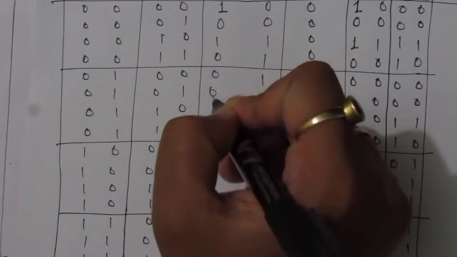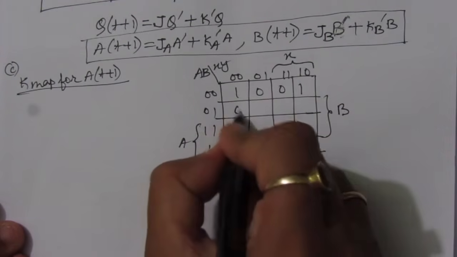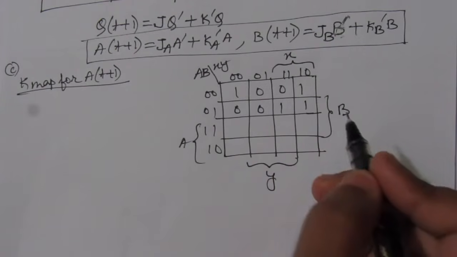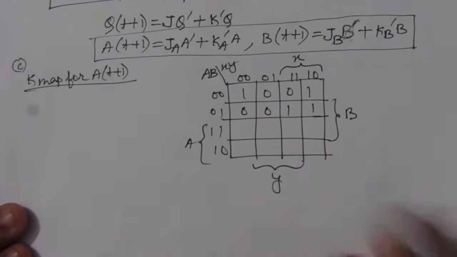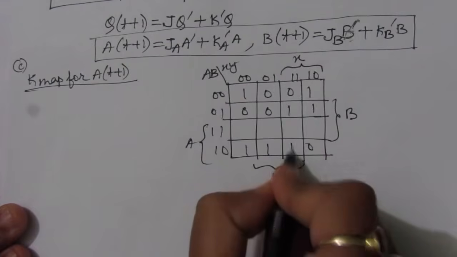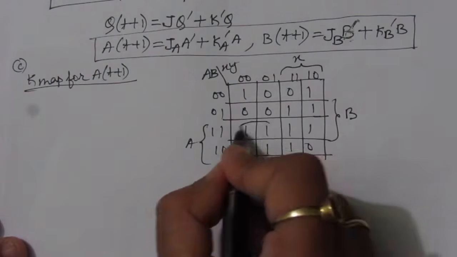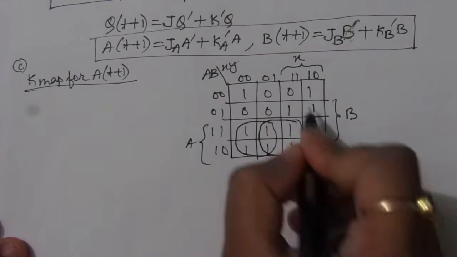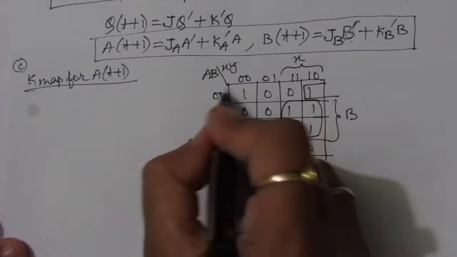1 0 1 0 0 0 1 1. Next we have 1 1 0 1 1 1 1 1. So how can we combine? This will be one combination, the next combination will be this one, the third combination will be this, and the fourth one will be this one.